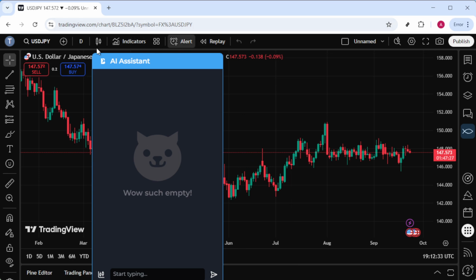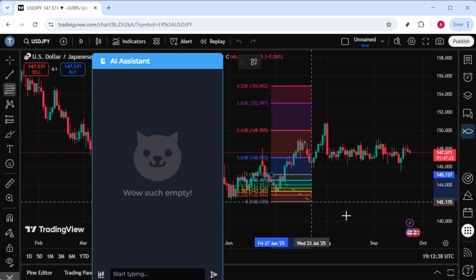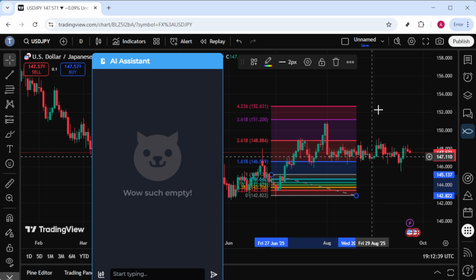As you become acclimated to using these functions, remember that practice makes perfect. Take your time exploring each feature and gradually implement them into your trading routine. In subsequent tutorials, we'll delve deeper into connecting your favorite broker, providing you a seamless trading experience through TradingView.